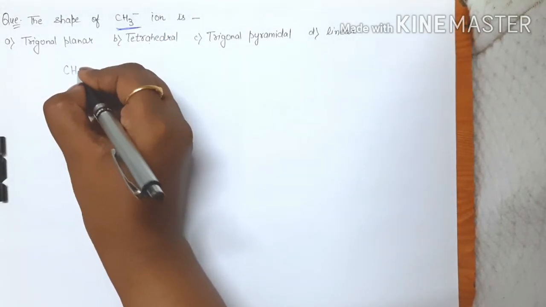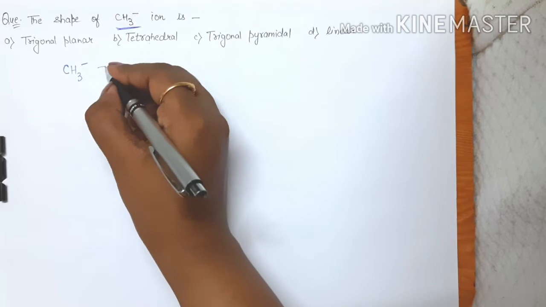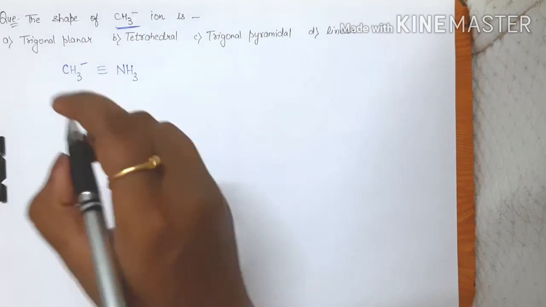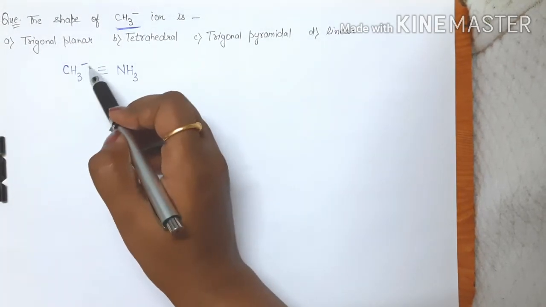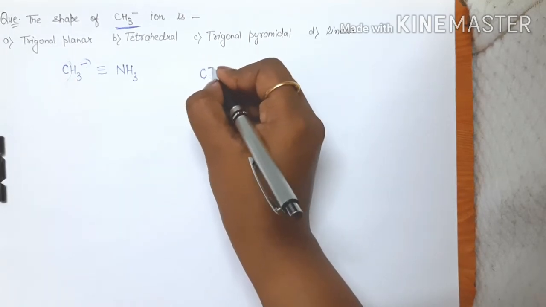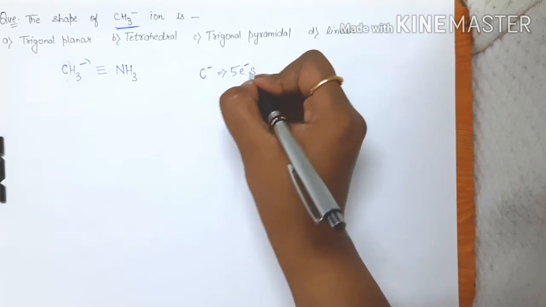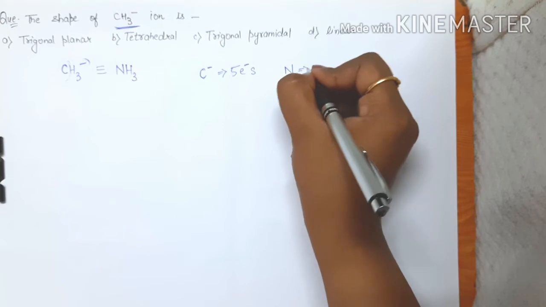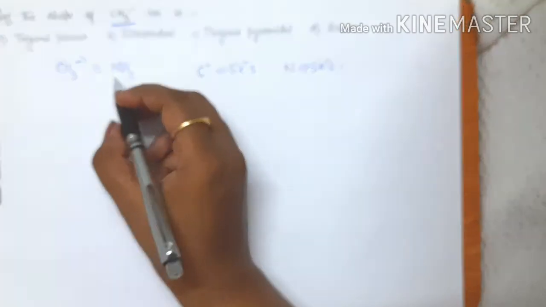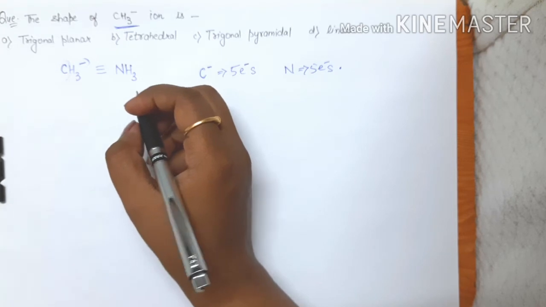If you look at this ion CH3 negative, then you will find that it is similar to ammonia molecule, because if I take this negative charge onto this central atom, that is if I consider C negative, then C negative is going to have 5 electrons in the valence shell. Similarly, nitrogen is also having 5 electrons in the valence shell. So just like ammonia molecule, CH3 negative ion will be oriented.